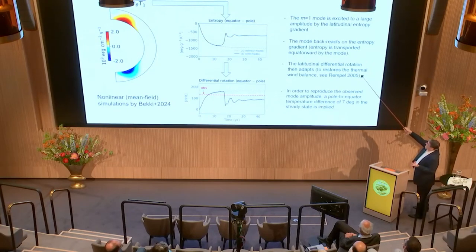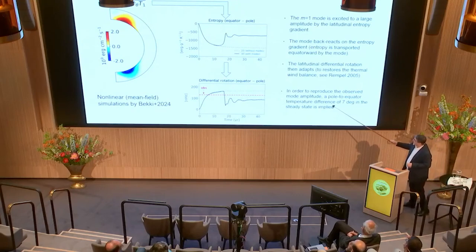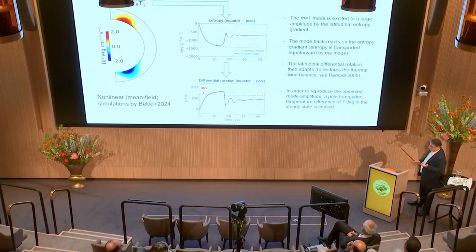And so the latitudinal differential rotation adapts to the steady state entropy gradient. And in order to be able to reproduce the observed mode amplitudes, we find that a temperature difference between pole and equator of 7 degrees is what is needed.